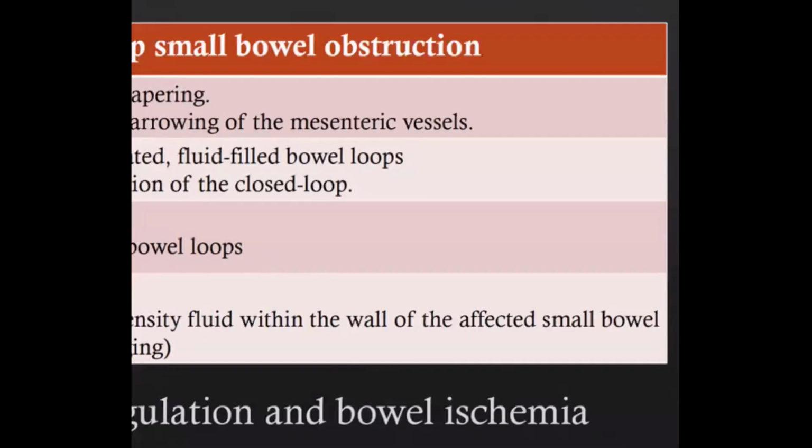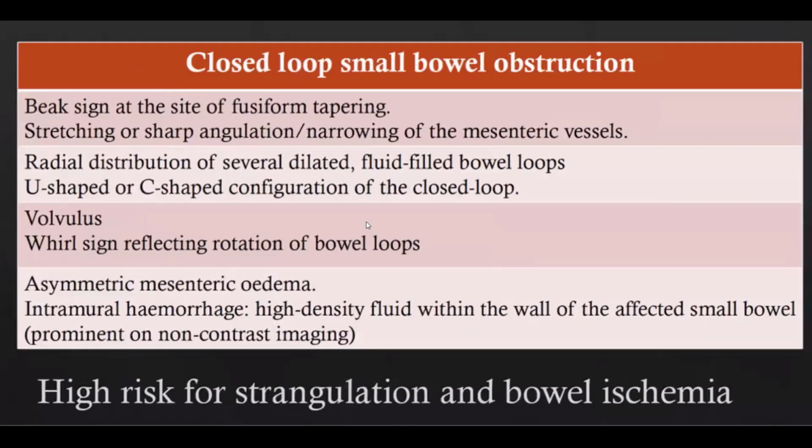So this is the criteria of closed loop small bowel obstruction. Two big signs: because we have two transition points and sharp angulation of the mesenteric vessels, radial distribution or U or C-shaped configuration of the closed loop bowel. You can see also the volvulus or twisting of the mesenteric vessels, or swirl sign. Also, you can see mesenteric edema, and intramural hemorrhage because of stagnation and venous congestion inside the wall of the small bowel loops. Those are the features of closed loop small bowel obstruction.